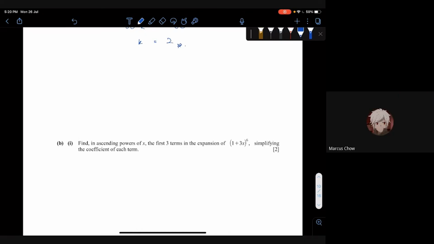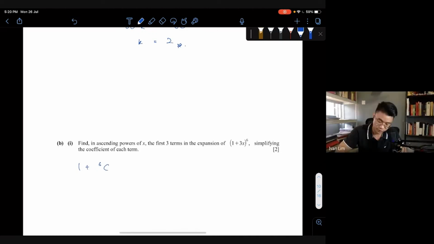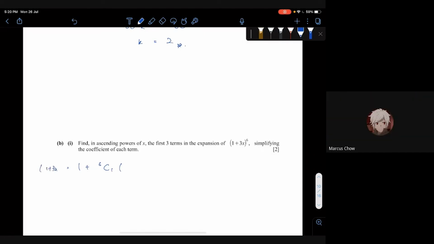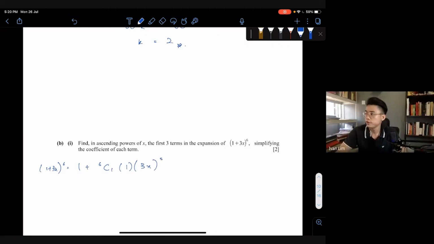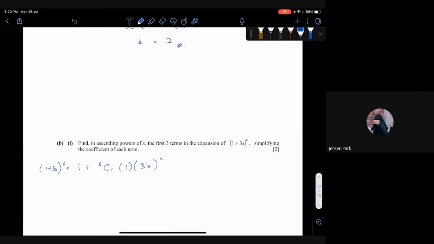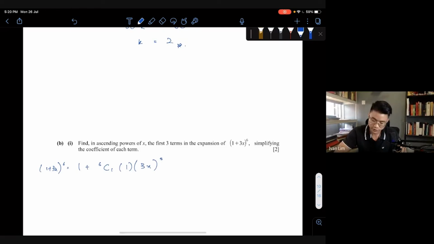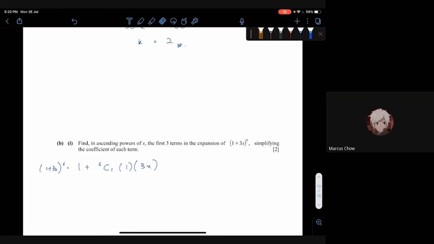1, and then 6C1 times 1 to the power 5. 1 to the power 5, 3x to the power 0. 6C1 times 1 to the power 5, which is 1. Then multiply 3x. Then 6C1, sorry, 1 to the power 5, sorry.